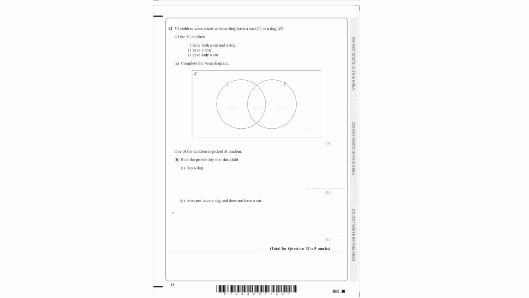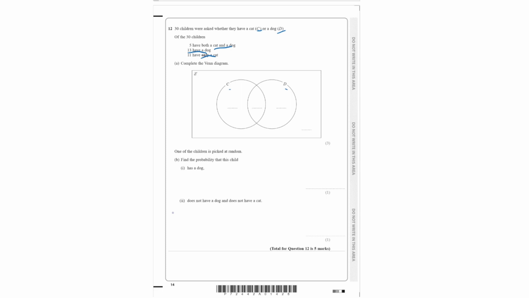30 children were asked whether they have a cat or a dog. Of the 30 children, 5 have both a cat and a dog. 13 have a dog, so that means some of them can have a cat. 11 only have a cat. Complete the Venn diagram. So we can see that C and D are already drawn for us.